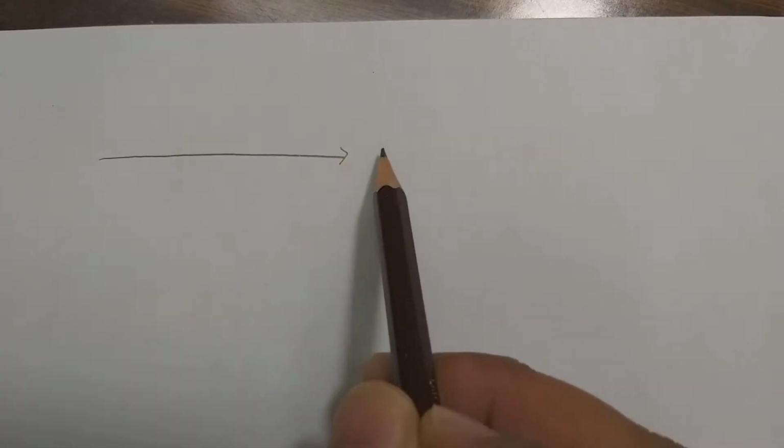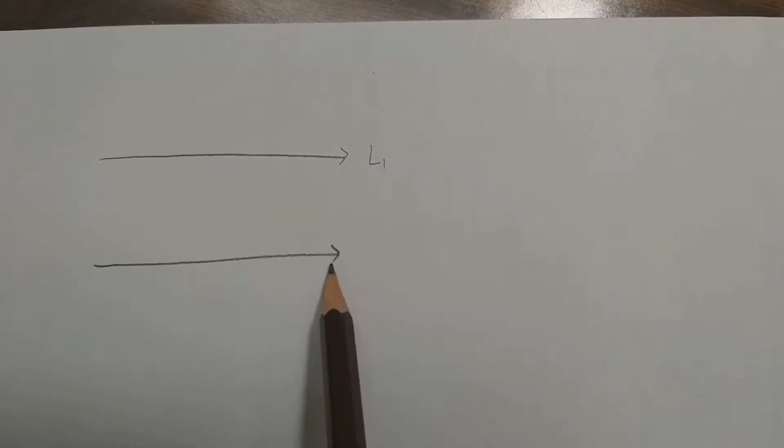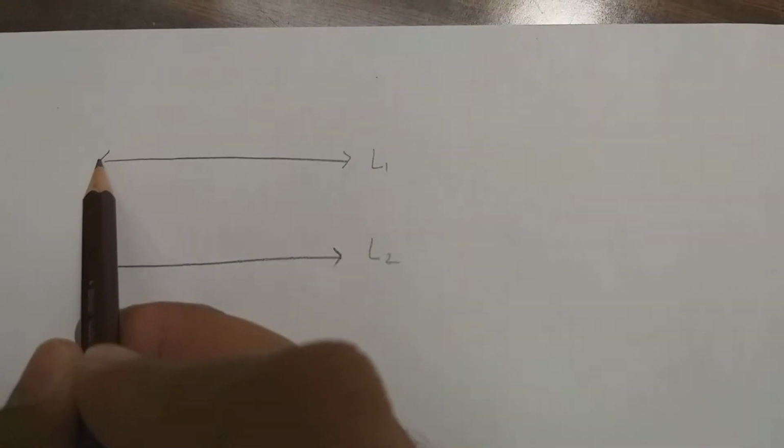Today we will talk about angles formed by parallel lines and transversal. Let's suppose I have two parallel lines, L1 and L2. These are two parallel lines.